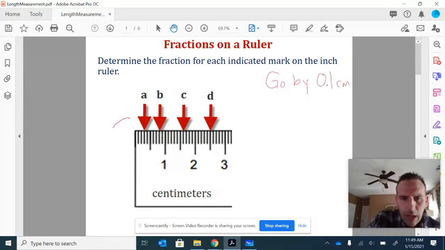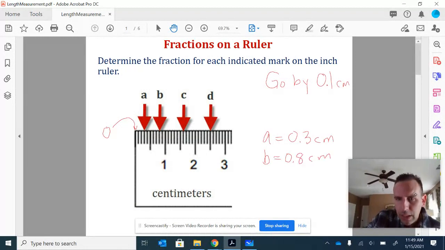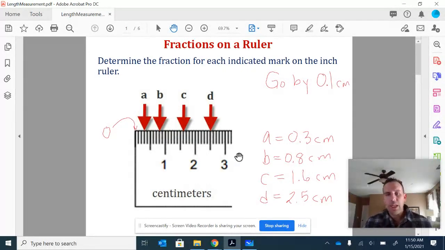If you start off the edge of the ruler, in this particular case would be our 0, and you notice that A is at the third mark, so A would be equivalent to 0.3 centimeters. If you look at B, the halfway point, since we're going by tenths, is 0.5, so it's 0.6, 0.7, 0.8, or 8 tenths. That would be B. B would be 8 tenths of a centimeter. C would actually be 1 and 6 tenths centimeters, 1.6 we commonly call that, and D would be equivalent to 2.5 centimeters. You can always go back and view this video a second time.